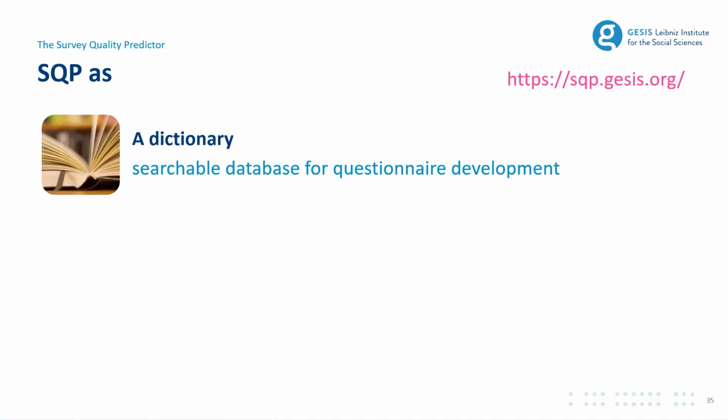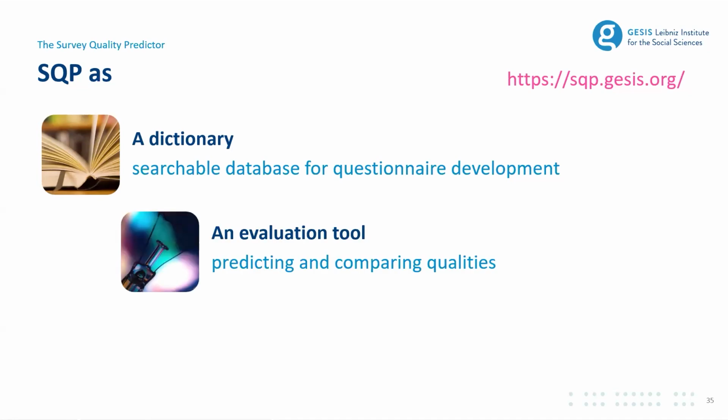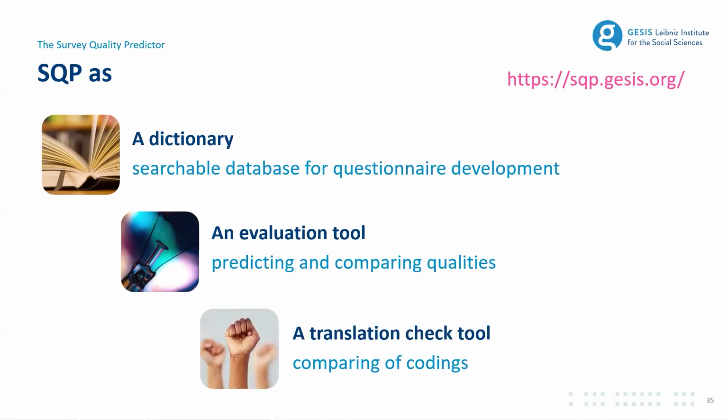If you want to use specific functions of SQP, you do have to create a user account and then log in. But for just exploring the database, you don't need an account. SQP basically has 3 different areas of application. The first one is you can use it as a dictionary. So it's a searchable database that you can use while designing your questionnaire. It's also an evaluation tool, which allows you to predict and then to compare qualities across different versions of your item. And you can also use it as a translation check tool.